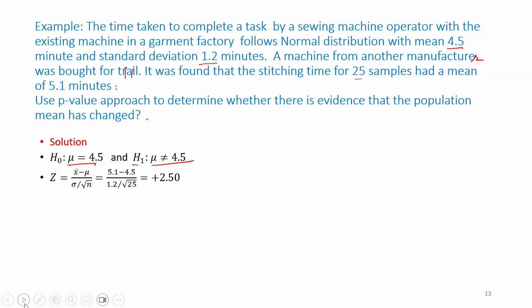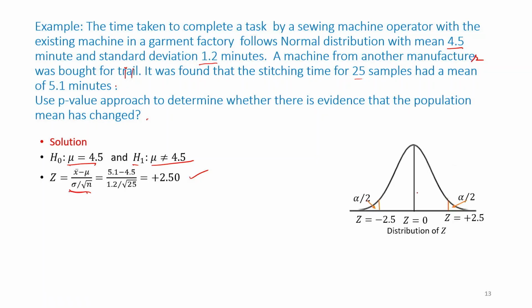We will find out what the value of Z is. The Z value is plus 2.50. This is a very well-known formula. We substitute the values and get Z. The corresponding diagram is shown here, the Z value. So Z alpha by 2 is 2.50.